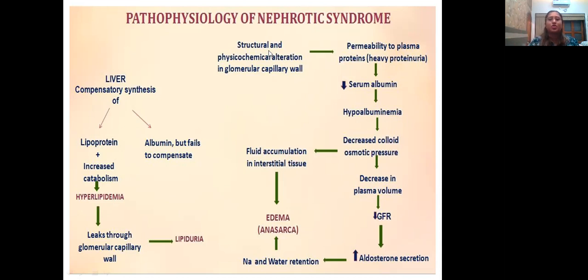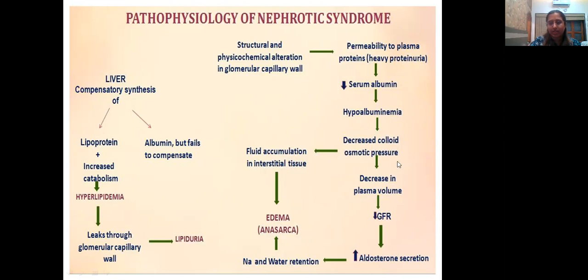Okay. So structural and physiochemical alteration in the glomerular capillary wall leads to permeability to plasma proteins, as a result of which there are heavy protein losses in the urine. There is heavy proteinuria, because of which in the body there is decreased serum albumin. This decreased serum albumin will lead to hypoalbuminemia. Hypoalbuminemia will lead to decreased colloid oncotic pressure. This decreased colloid oncotic pressure is going to have two effects. One is fluid accumulation in the interstitial tissue, as a result of which there will be edema.